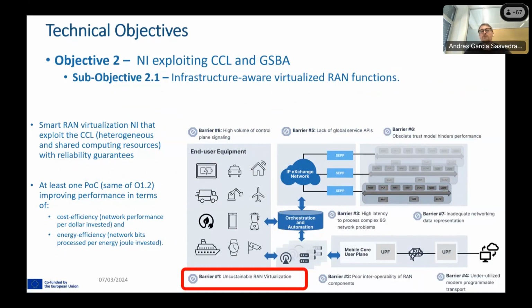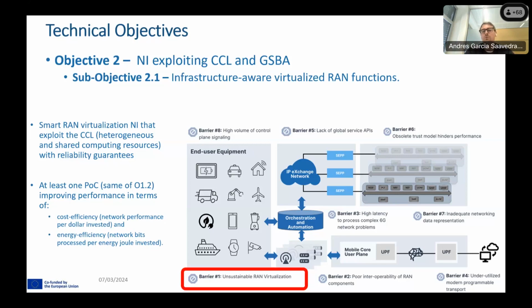So as objective two, a key objective, what we want to build is network intelligent solutions that exploit these architectural innovations to solve the set of barriers that we identified before, right? And in this illustration, we summarize the 8 barriers that we have identified in the project, and we will focus in the project on basically breaking them.